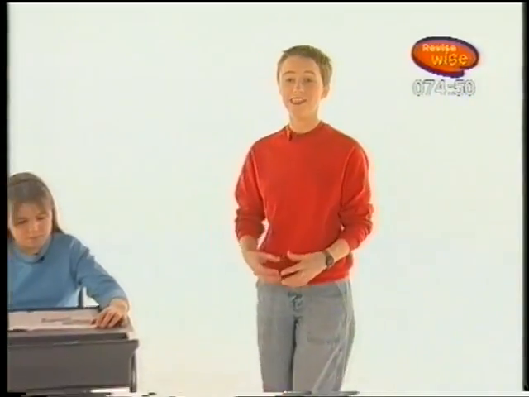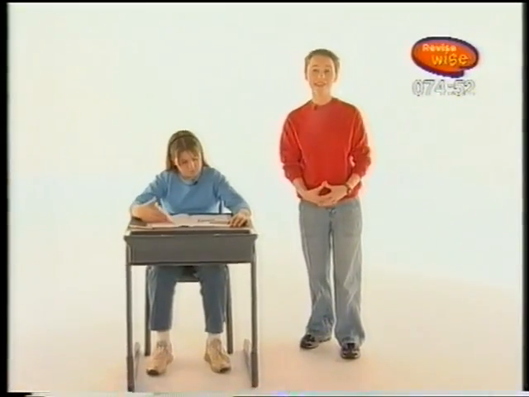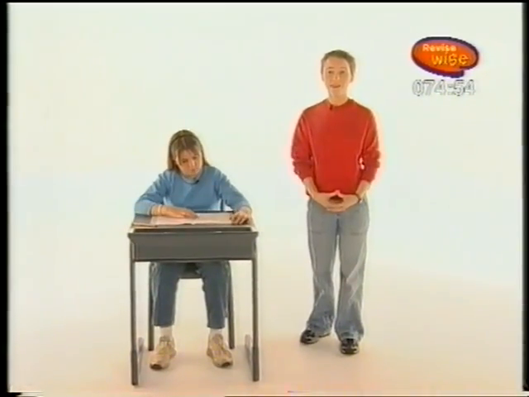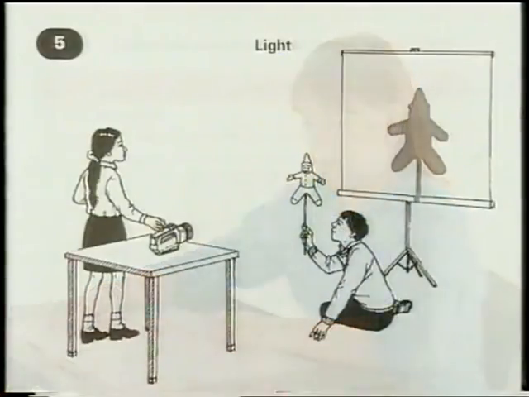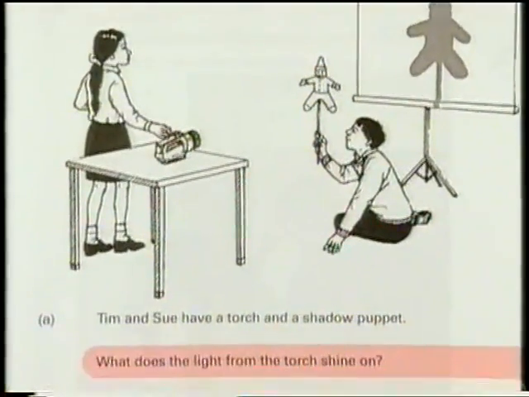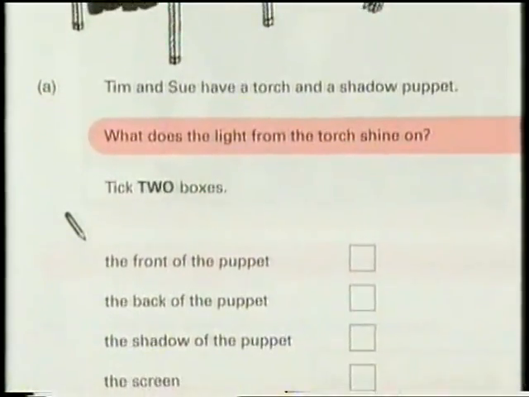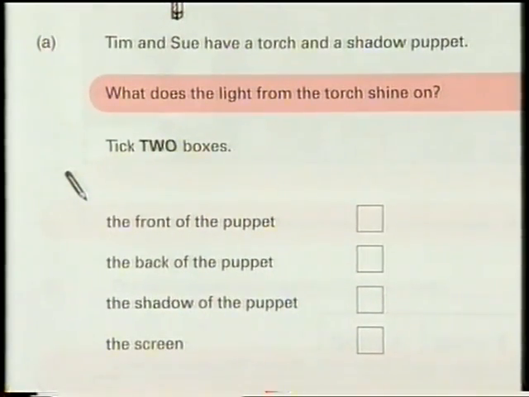In these programmes and in our books, audio tapes and on the internet, we're helping you with your Key Stage 2 science tests. This time we're looking at light. Tim and Sue have a torch and a shadow puppet. What does the light from the torch shine on? Tick 2 boxes. The front of the puppet, the back of the puppet, the shadow of the puppet, or the screen.